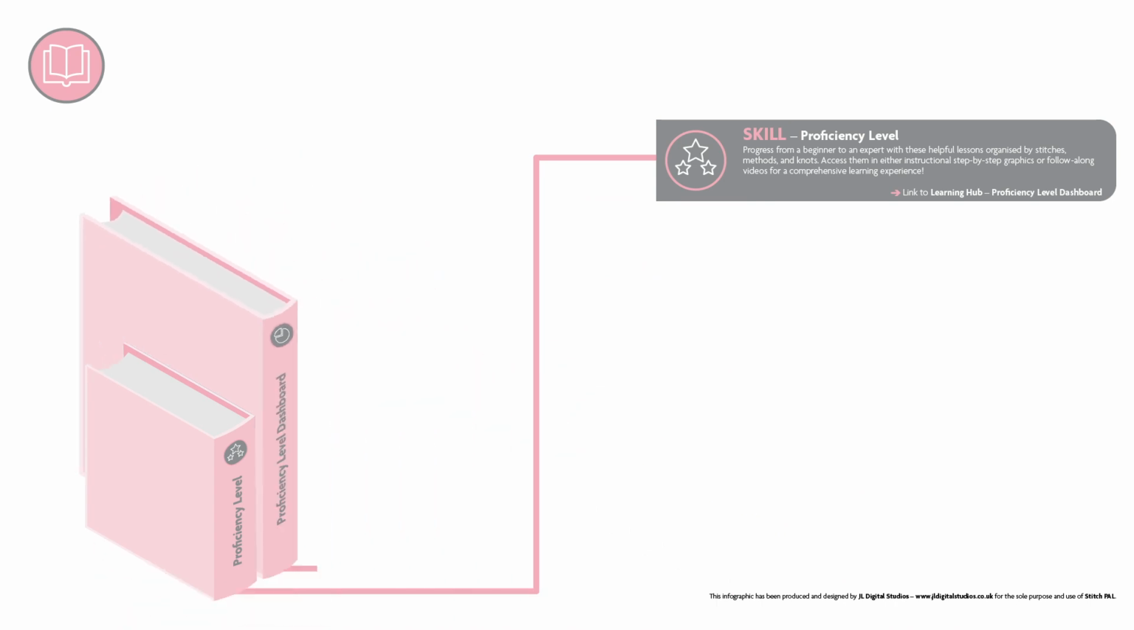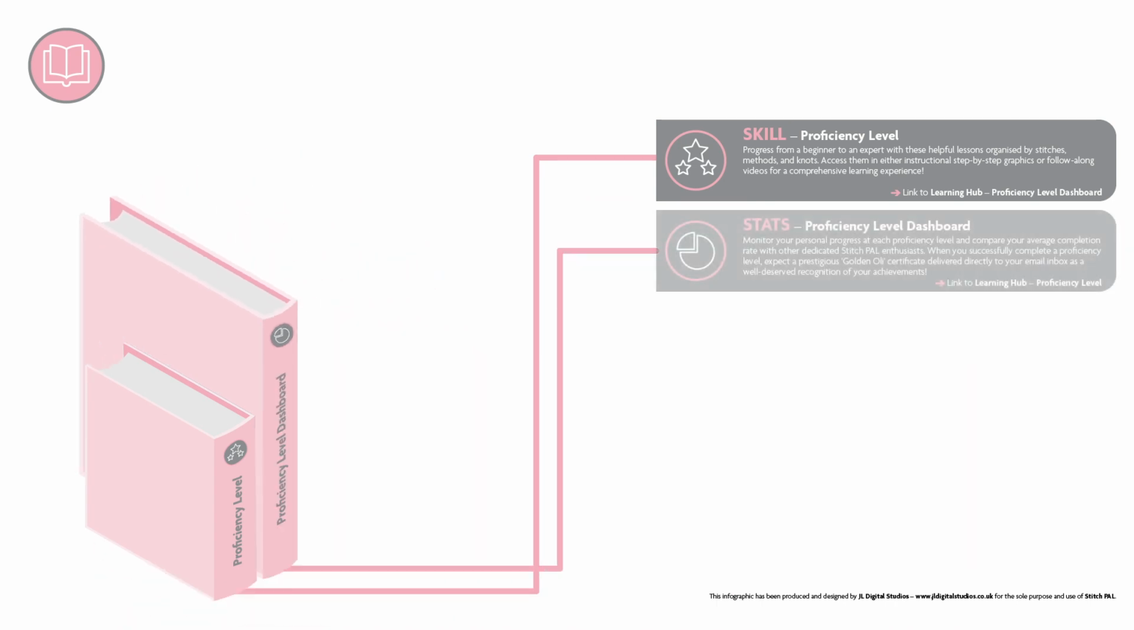The next chapter is about the Proficiency Level dashboard. Monitor your personal progress at each proficiency level and compare your average completion rate with other dedicated Stitch.Pal enthusiasts. When you successfully complete a proficiency level, expect a prestigious Golden Ollie certificate delivered directly to your email inbox as a well-deserved recognition of your achievements.